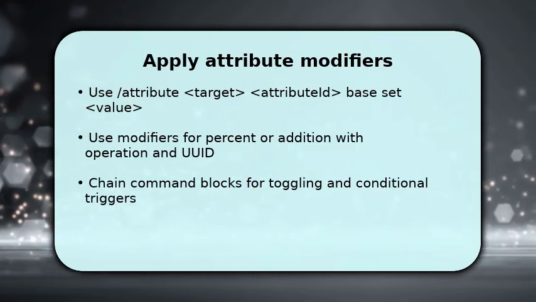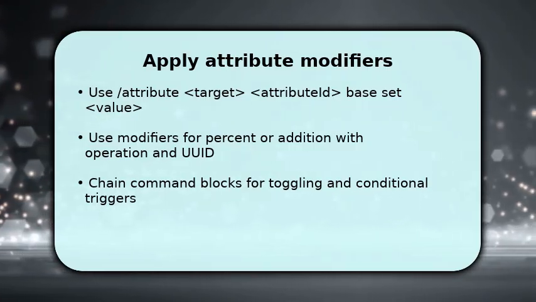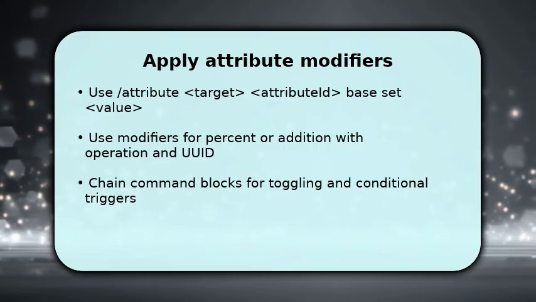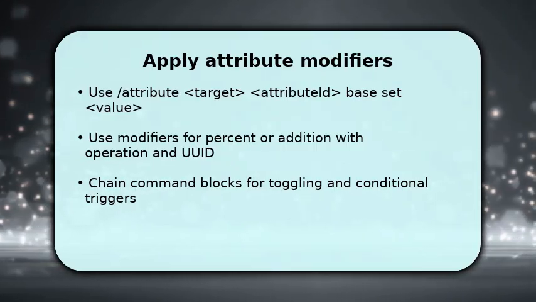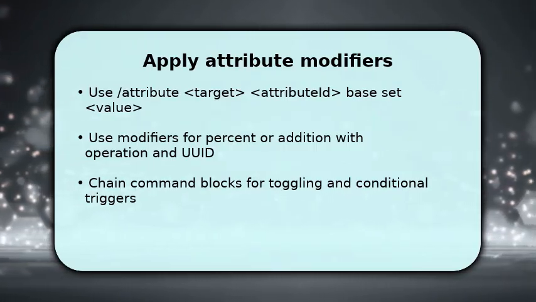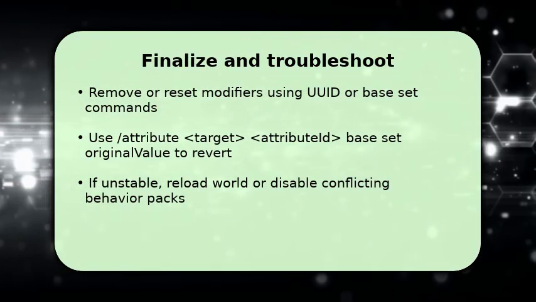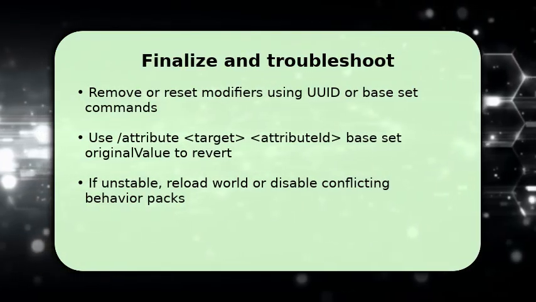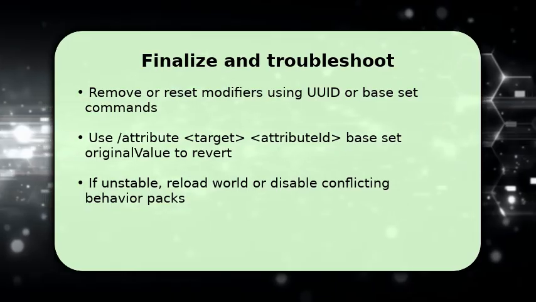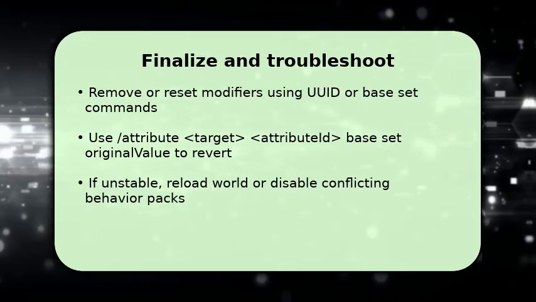Once done, you can chain command blocks for on/off toggles or wire them to buttons and pressure plates for runtime switching. Test each change on the dummy first. Finish by confirming values on the player or entity and saving your command block layout. Persistence depends on how you set base versus modifiers.